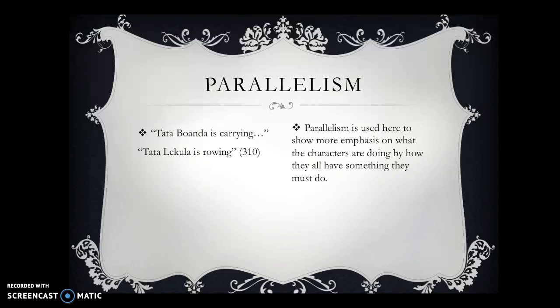And parallelism was used as well in 310 with Tata Bondas carrying and used again as Tata Lakula as rowing, the same structure. It's used here to show more emphasis on what the characters are doing, but how they all must have something to do.